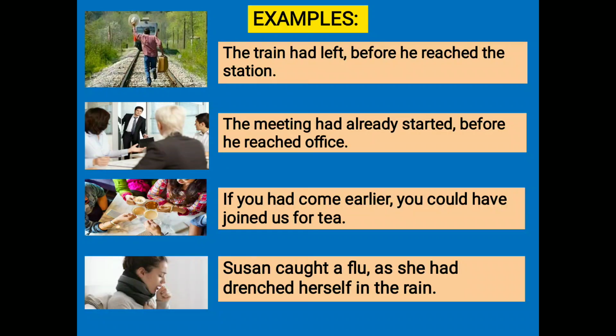The last one, Susan caught a flu as she had drenched herself in the rain. I was talking about cause and effect. Some effect is being seen due to a particular cause. Here, what is the effect? Susan caught a flu. This is the effect. And what is the cause or the reason? The reason is that she had drenched herself in the rain. So this cause had happened earlier, which is why the result or the effect was that Susan caught a flu. So in order to explain the cause of this effect, we are using past perfect tense. Susan caught a flu as she had drenched herself in the rain. I suppose you were clear with the idea, like where and how we can use the past perfect tense form of the verb.